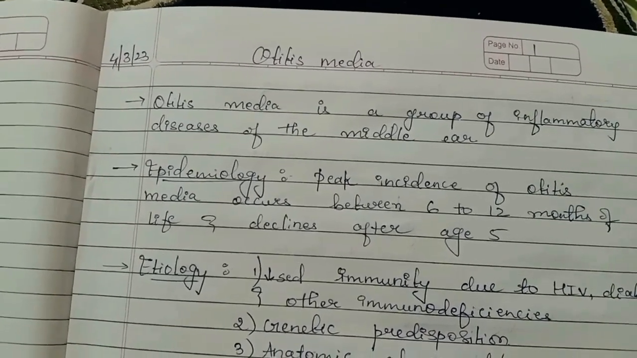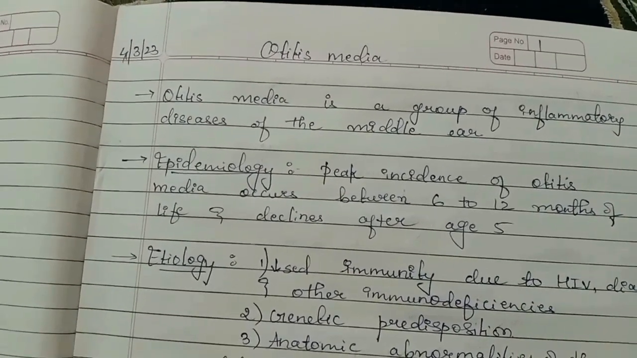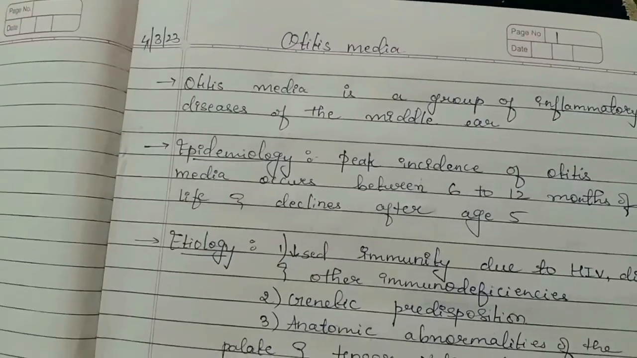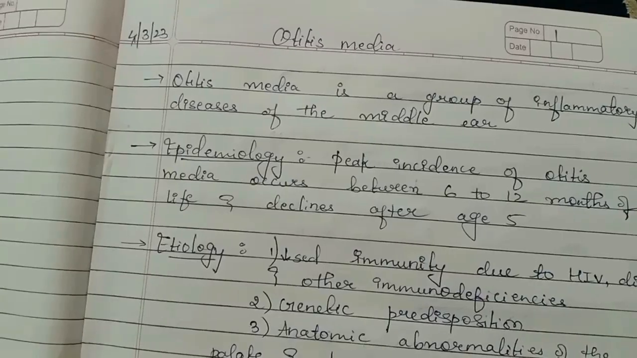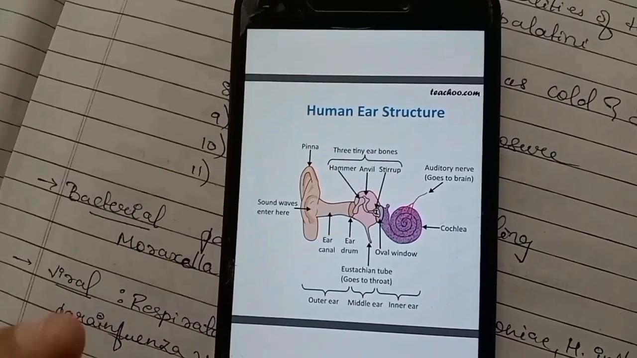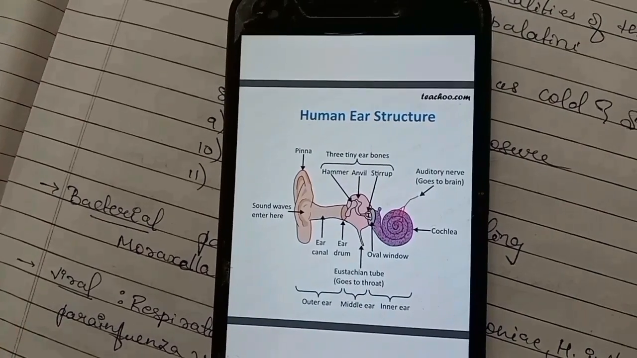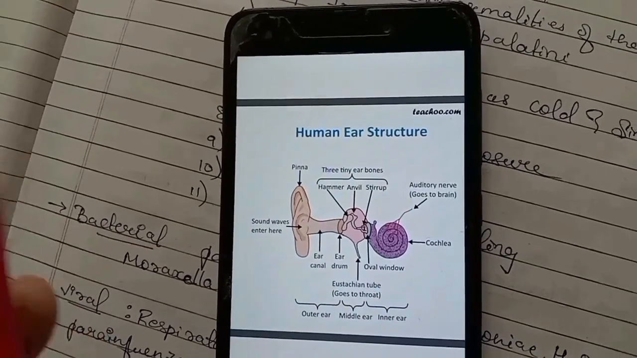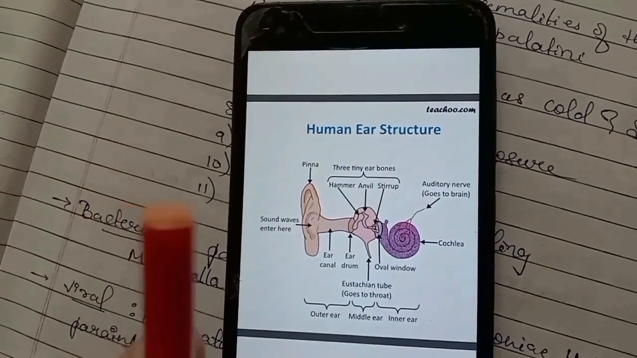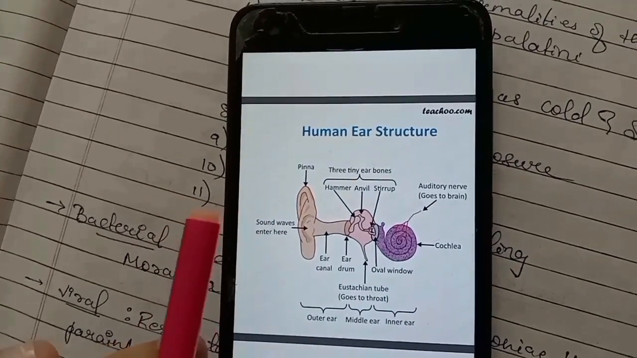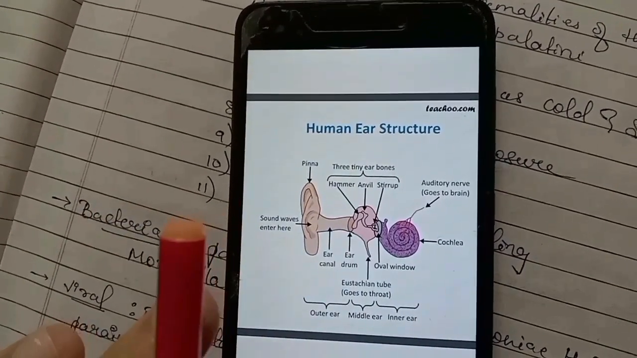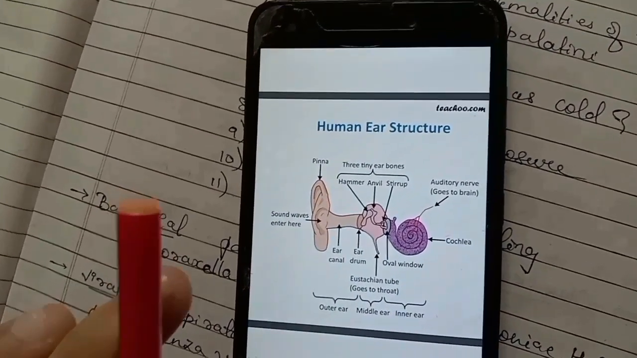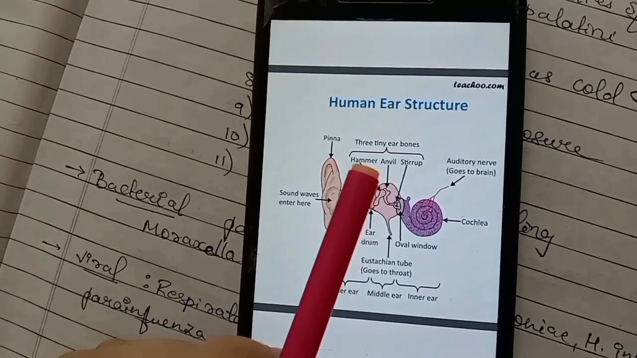Then if we talk about the middle ear, as we are concerned about media, otitis media pertains to the middle ear. The middle ear resembles a rectangular room. Consider it as a rectangular room. So it has four walls, a floor and a ceiling. The upper wall, that is the ceiling, is a bone that separates the cavity from the brain above. And the inferior wall, that is the floor, separates the middle ear cavity from the jugular vein and carotid artery. Then come the four walls.